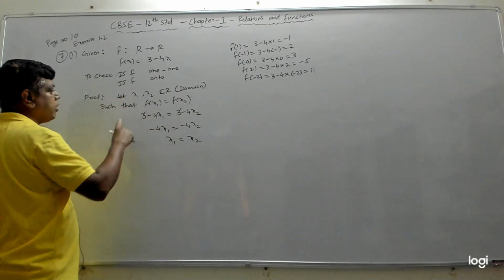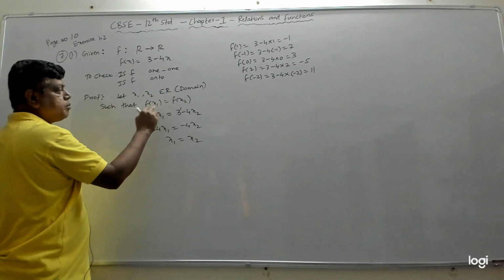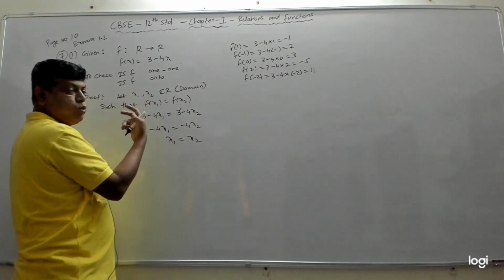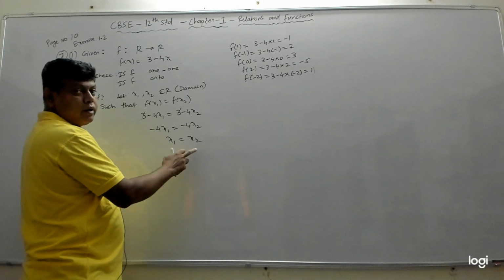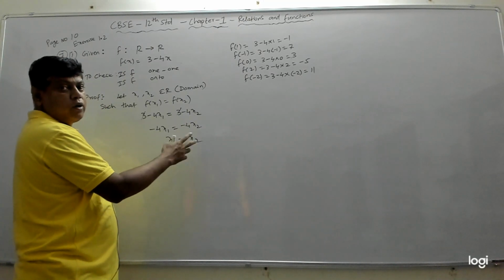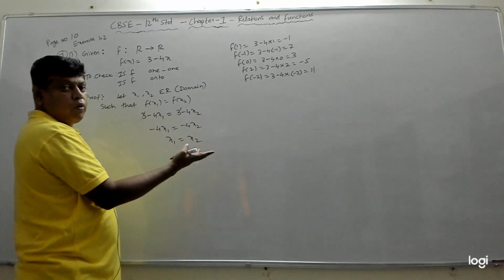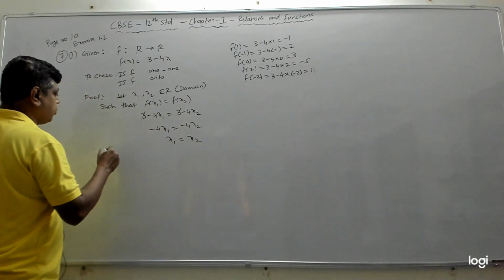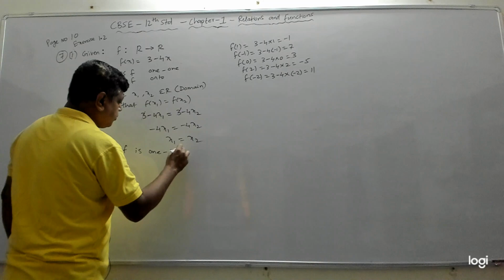Whenever you have to prove 1 to 1, this is what you will follow. You take two elements from the domain such that their images are the same, and you have to show that the elements themselves are the same. The two elements that we took are not different elements, they are one and the same. Suppose the elements are different, say x1 equal to 2x2 or something, so x1 is not equal to x2, then you will get that it is not 1 to 1. So here it is 1 to 1. Therefore f is a 1 to 1 function.